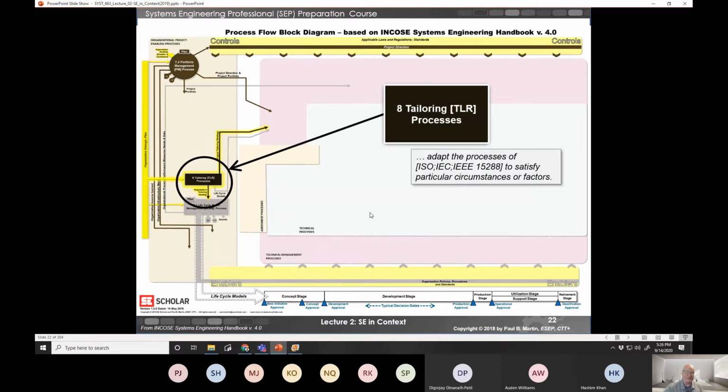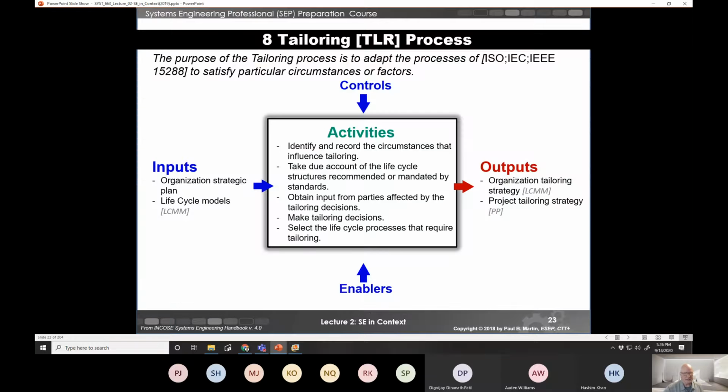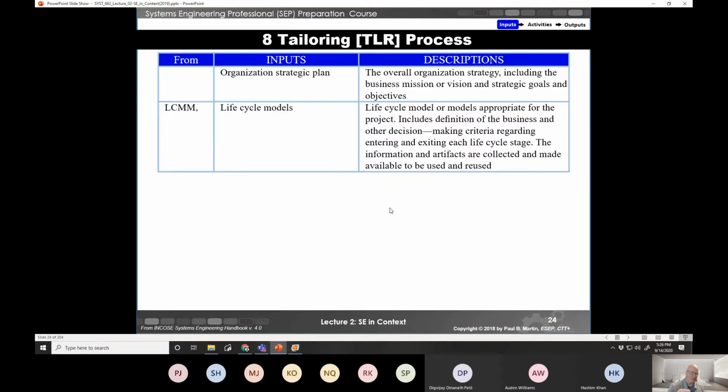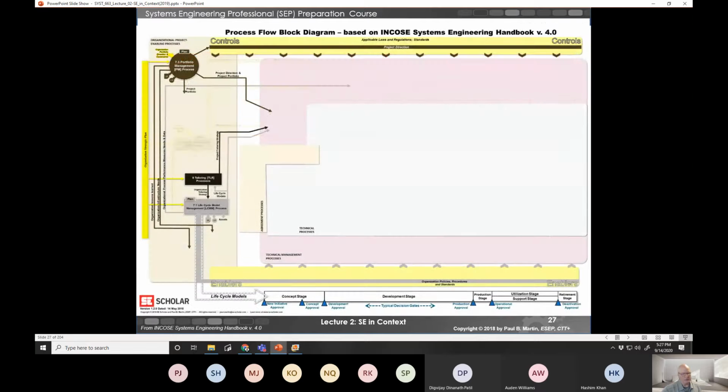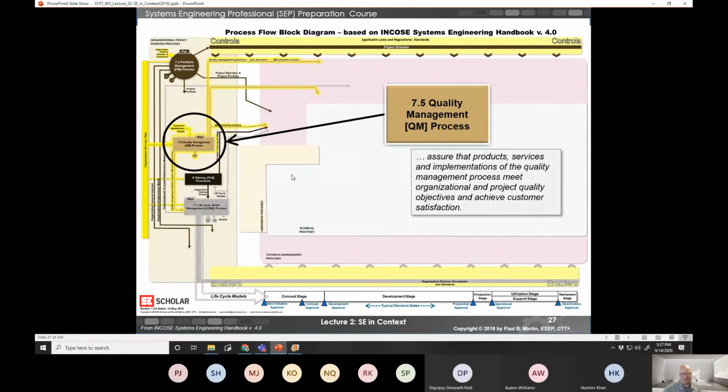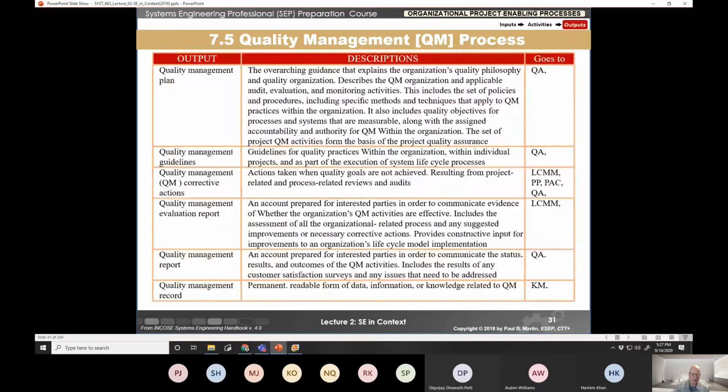Inside of that would be the idea of tailoring the processes for each of those projects, as well as for the organization. And that's what the tailoring process does. It makes sure your life cycle model processes are necessary and that they add value to the organization and the project. The other thing is quality management. That looks at both the quality of the processes that are in place and the product or system that is the output of all the processes as they go along.